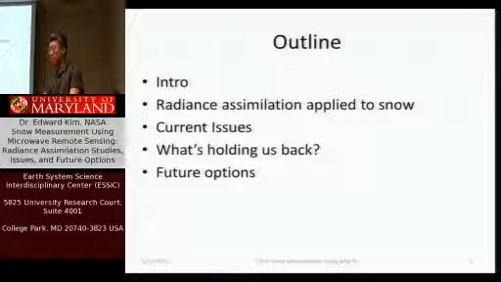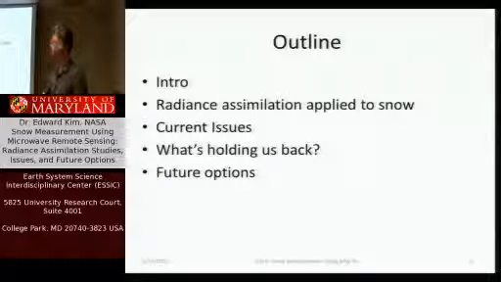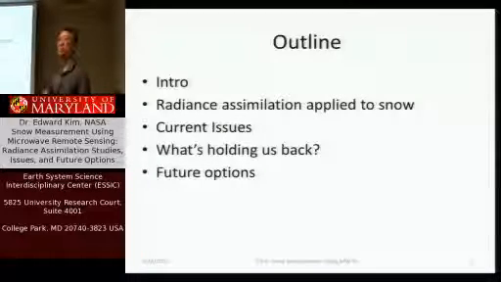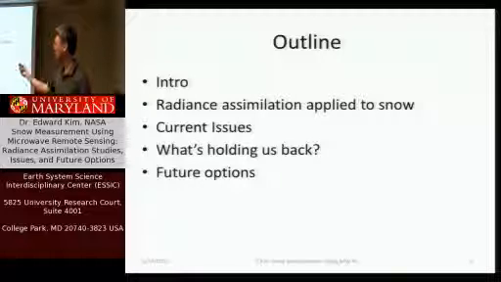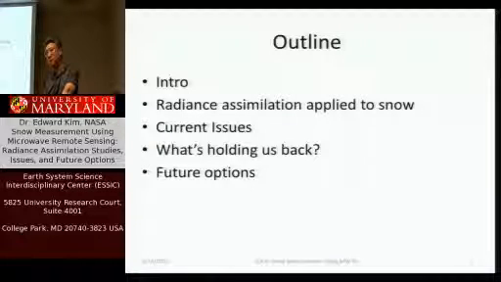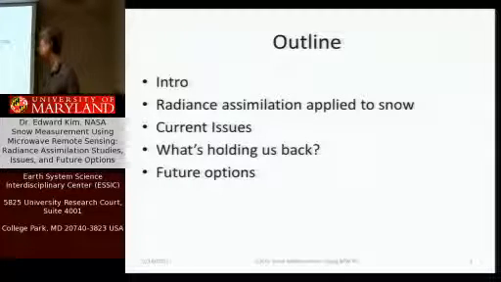Talk about some of the issues related to not just radiance assimilation, but also just in general regarding microwave remote sensing of snow. And then spend a little bit of time talking about this second to last bullet, my own personal impression of what's sort of holding us back at the moment. Not official NASA gospel or anything like that, just my own impressions. And then I'll wrap up by talking a little bit about the future options, satellite missions and some other things that may or may not happen in the future.